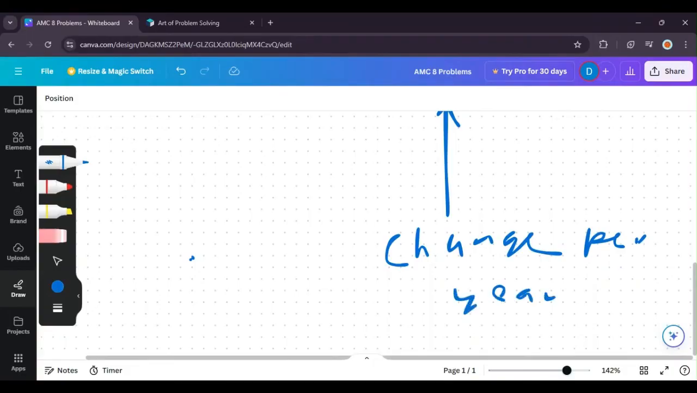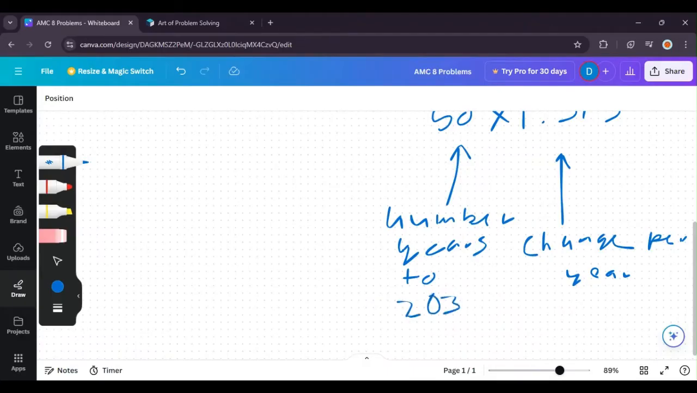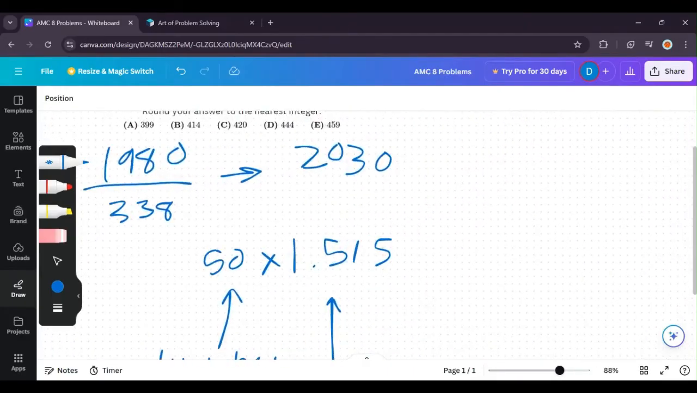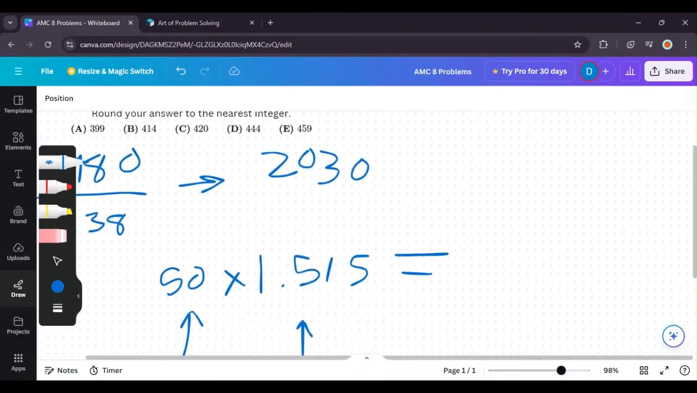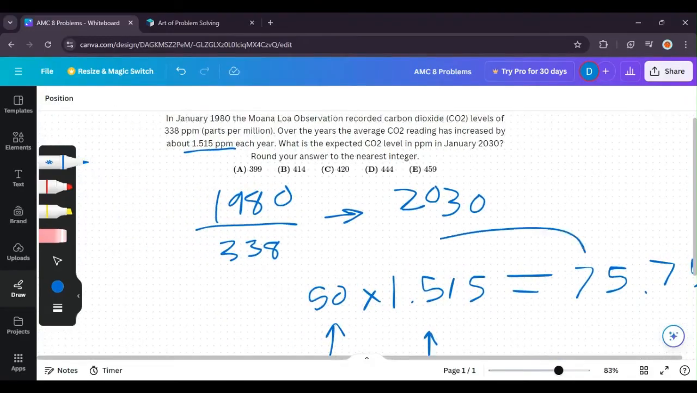and this is the number of years to 2030. Okay, so this is the amount that it changes. Okay, so it's 75.75 with simple calculations, and we add that to 338 to get what we need, because it increases. It doesn't decrease, it increases.